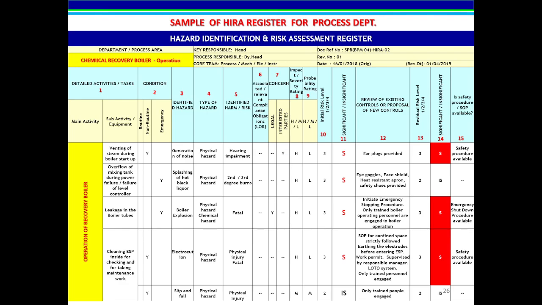In the final 15th column, you need to state whether a safety procedure or SOP is available for the concerned activity. Please scroll through the details given in all the rows and columns for better understanding of how this HIRA format has been prepared. Every department has to prepare this HIRA register for all the activities in the process, which will be audited by ISO internal and external auditors.